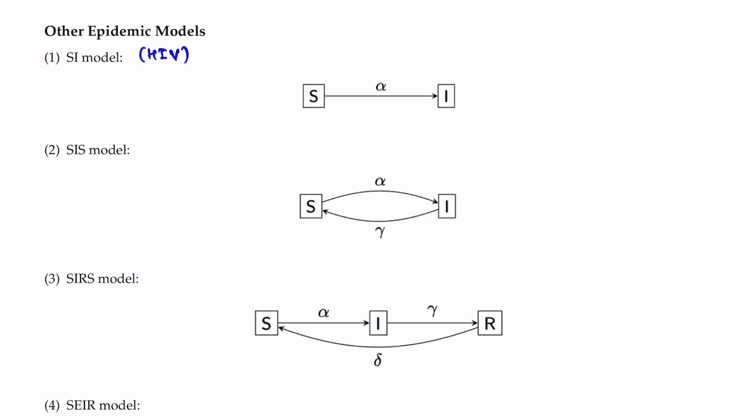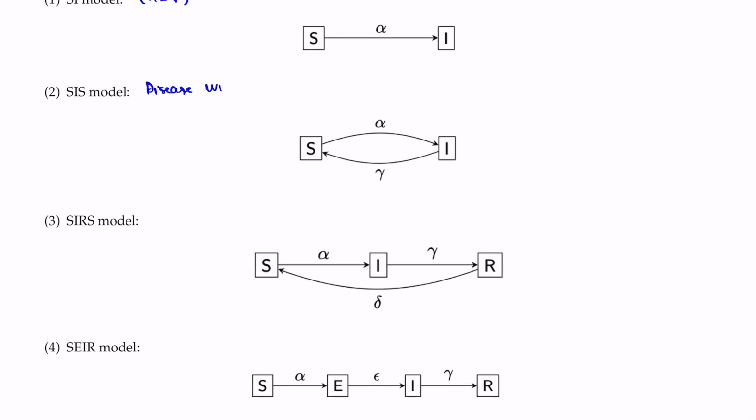For the SIS model, this is called the disease without immunity. People are susceptible to the disease. When people become infected, they stay in the infected compartment, but eventually they are free from the disease and automatically go back to the susceptible compartment. The diseases that have this type of model are sexually transmitted diseases. So this is disease without immunity.